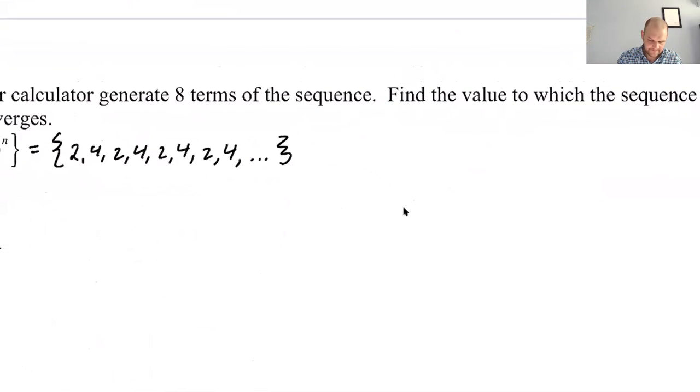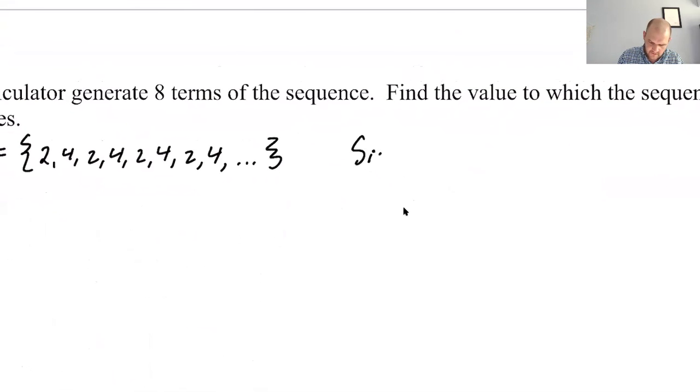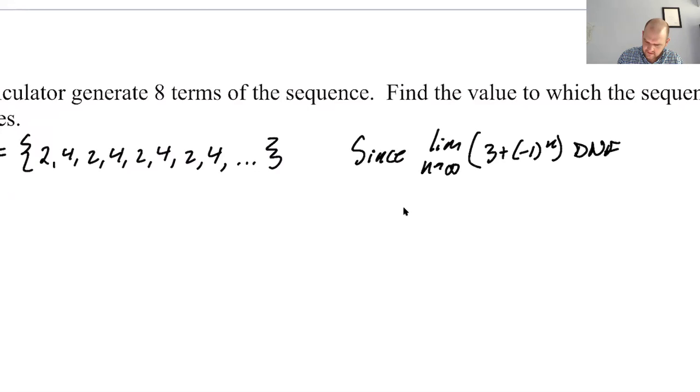So I'm going to say, since the limit as n approaches infinity of 3 plus (-1)^n does not exist, the sum, not the sum, sorry, the sequence diverges. And that's my answer, right?